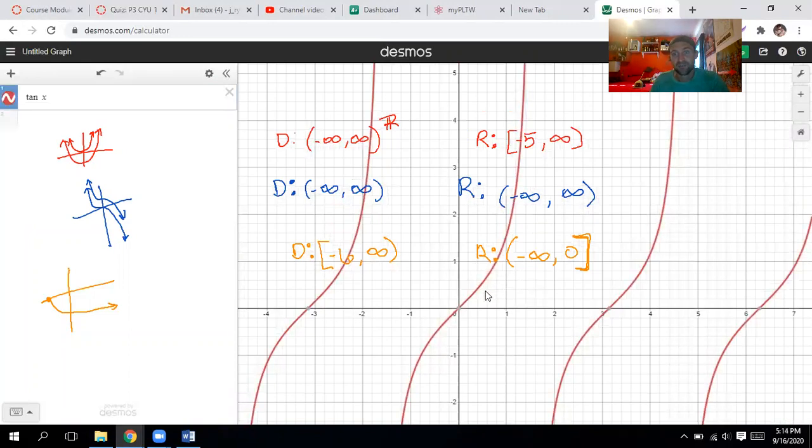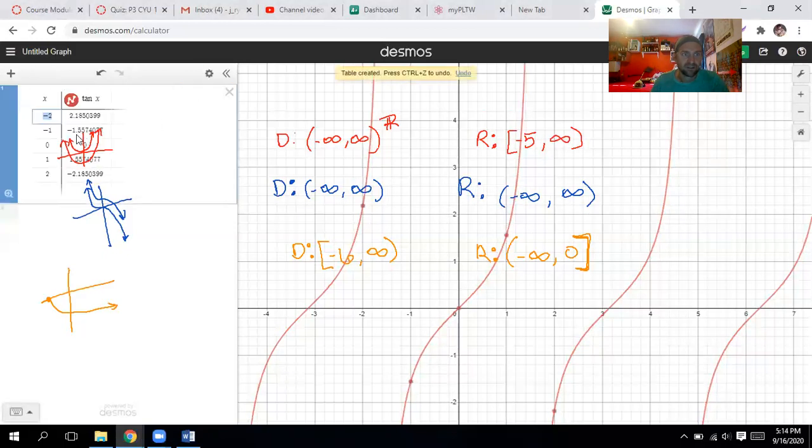So this one, we got to kind of remember some things about our pi unit chart. So if you remember, tan is sine divided by cosine, or the y divided by the x. So when would our y's be 0? Well, think about a unit circle. Our y's are at 0 when at pi. So let's actually type that in.